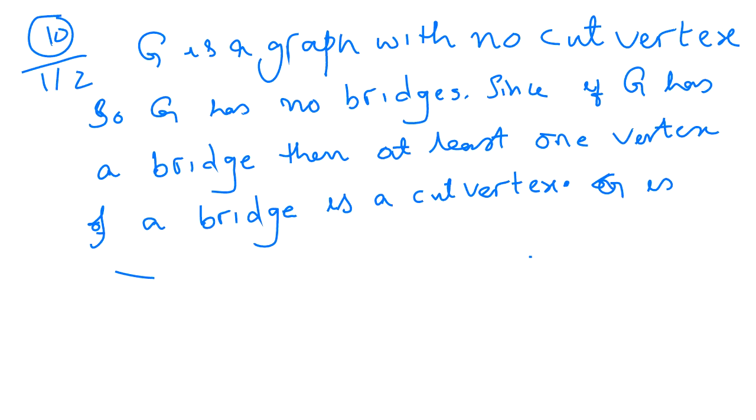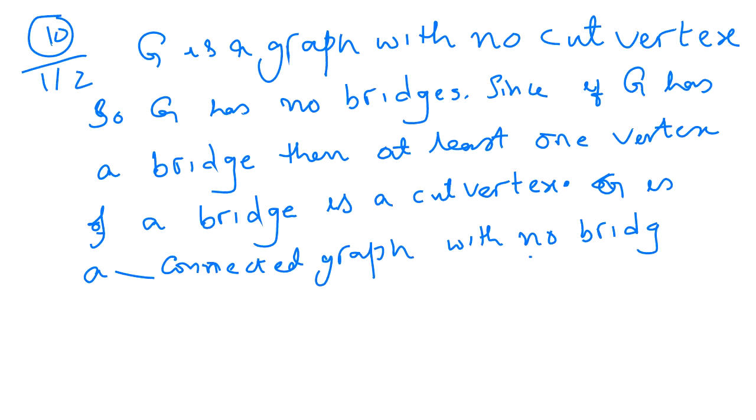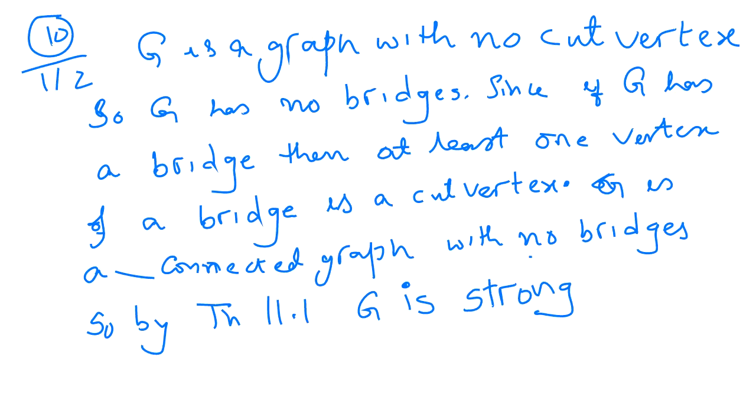G is a connected graph with no bridges. I am so sorry, this is not responding very well. So by Theorem 11.1, G is strongly connected.